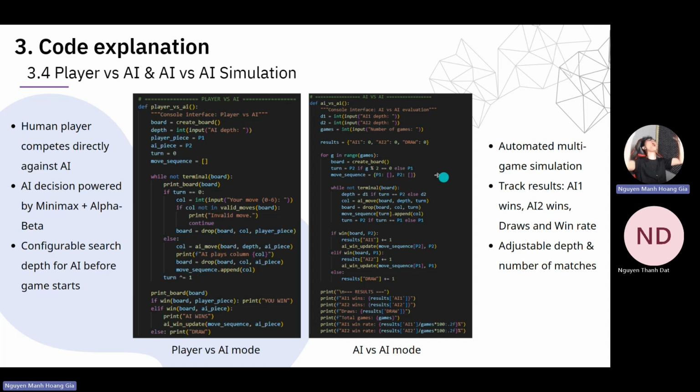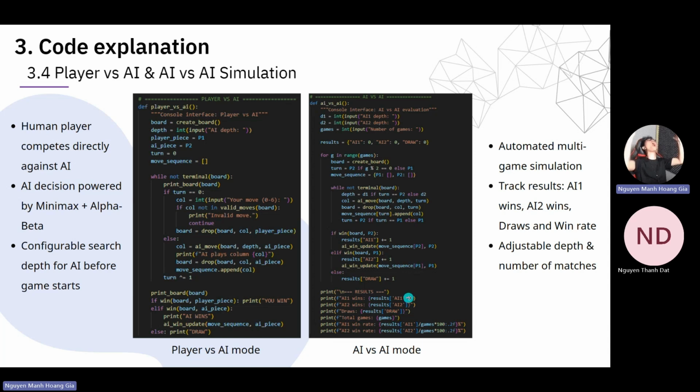Higher depth will allow the AI to reason further ahead and make more optimal decisions, but it also increases the computation time. So this is why we use AI vs AI mode, not only for evaluation, but also to experimentally compare intelligence versus efficiency across different depth settings.